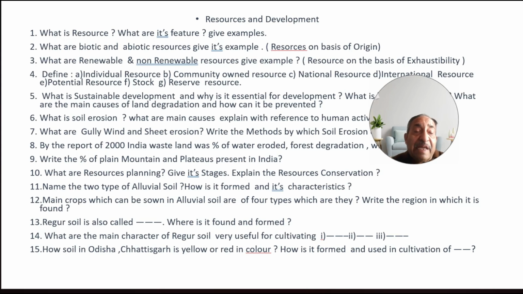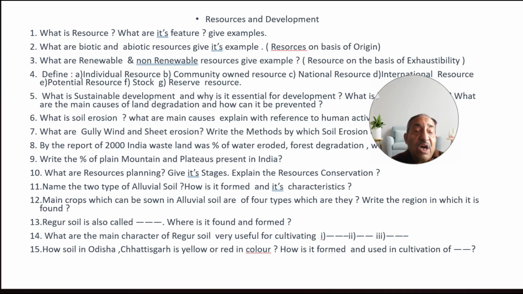Next, regur soil is also called dash, where it is formed. Next, what are the main characteristics of regur soil? Very useful for the cultivation. कौन कौन से क्रॉप की कल्टीवेशन के लिए, तीन क्रॉप बताने हैं.